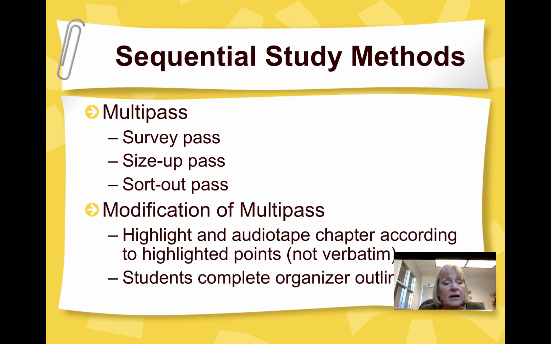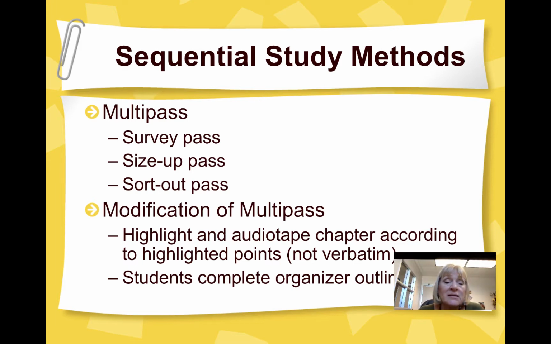Multipass is a strategy that has a tremendous amount of research behind it. Children survey the material, they size it up, they sort it out. Your book does a wonderful job of describing that process. And then you can do some modifications to Multipass, so you can highlight or audiotape chapters and teach children how to do that. You can go through and mark things in audiobooks just like you go through and highlight things in a text, right? Students complete organizers or outlines.